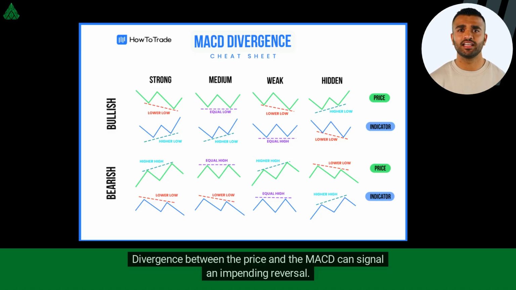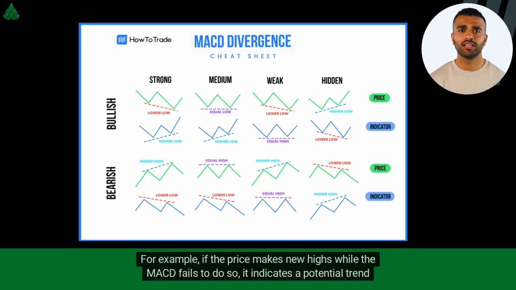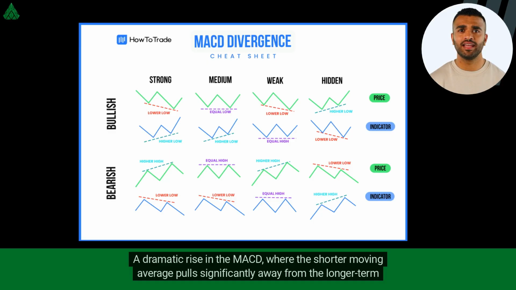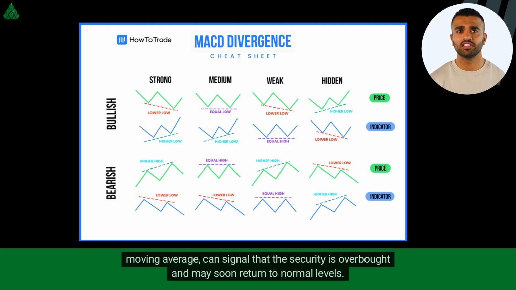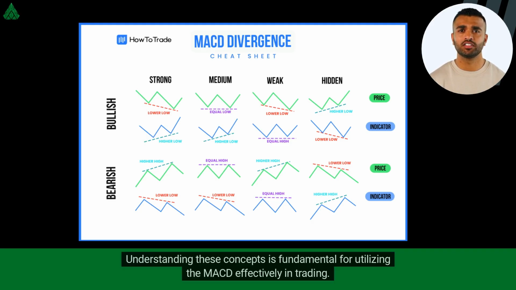Divergence between the price and the MACD can signal an impending reversal. For example, if the price makes new highs while the MACD fails to do so, it indicates a potential trend change. A dramatic rise in the MACD, where the shorter moving average pulls significantly away from the longer-term moving average, can signal that the security is overbought and may soon return to normal levels. Understanding these concepts is fundamental for utilizing the MACD effectively in trading.